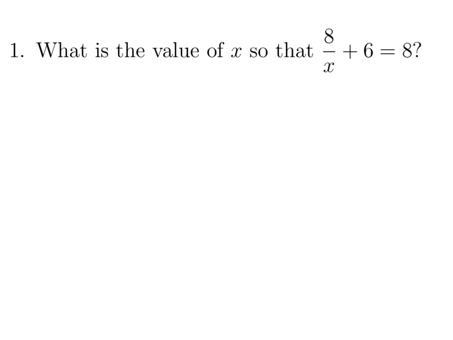What is the value of x? So that 8 over x plus 6 is 8. 8 over x is equal to 8 minus 6, which is 2. So 8 over 2 would be x, and therefore x is equal to 4.